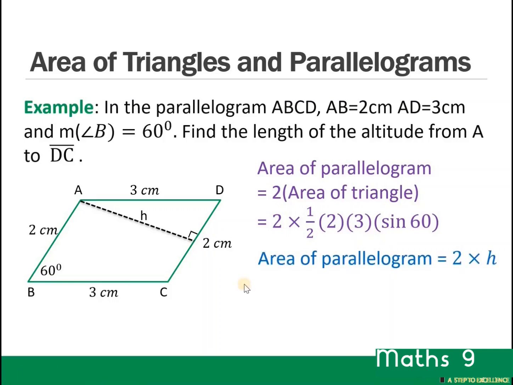And now if we use the fact that the parallelogram is base times height, then the area of the parallelogram is 2 for DC times h. So we can say that 2 times 3 times sine 60 is equal to 2h. So h is 2.60 centimeters.